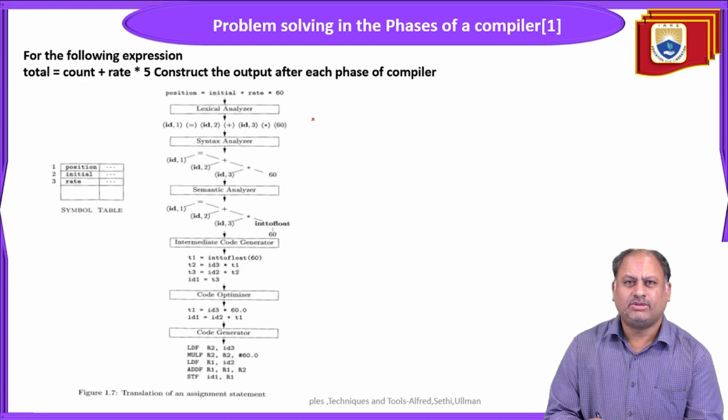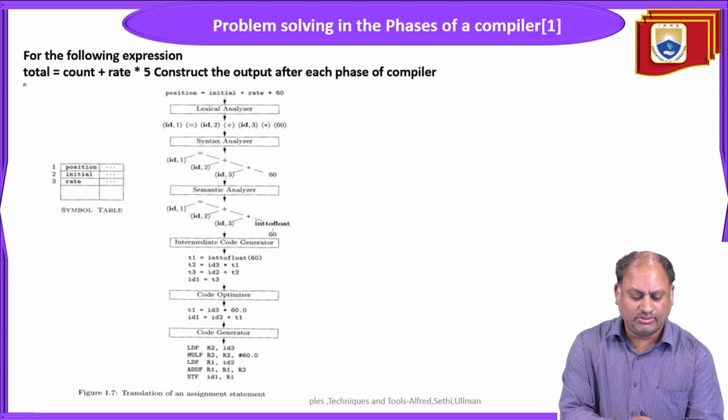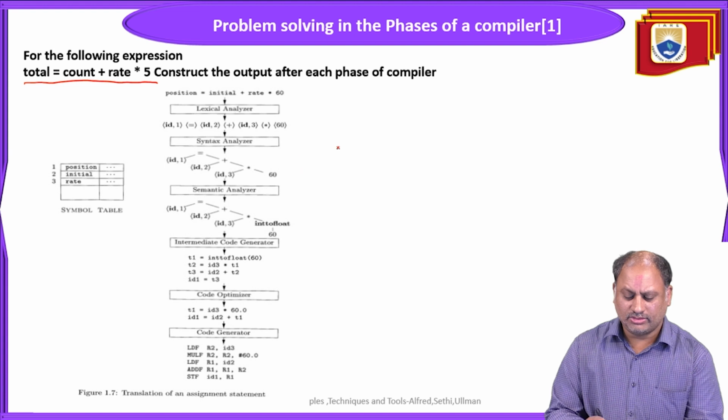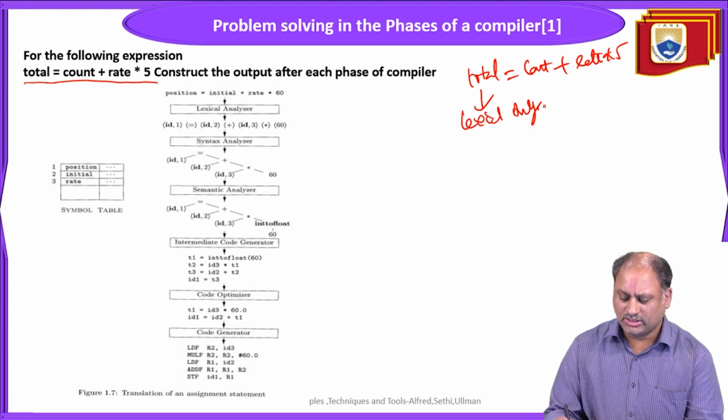If you take one more example, total equal to count plus rate star 5. Now how is that to be written in each phase? That means total equal to count plus rate star 5. Now what is the lexical analyzer phase? What is the output that is generated by this lexical analyzer? It will identify what is total, what is equal to, what is count, plus, rate, star and 5.